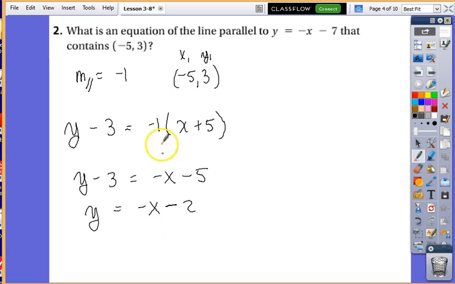So a little trick there to save you some embarrassment on a test from making a careless sign error is to go back after you're done and check your work.